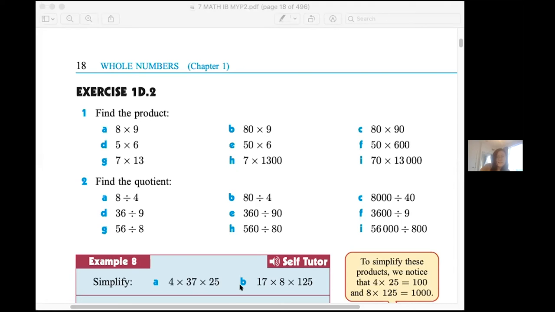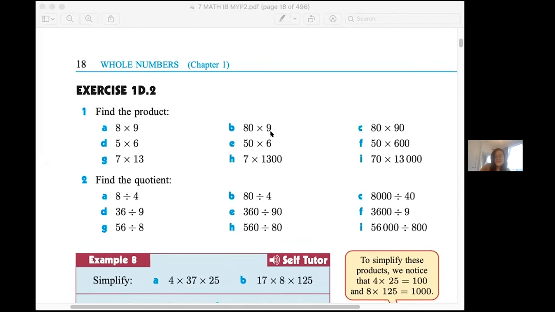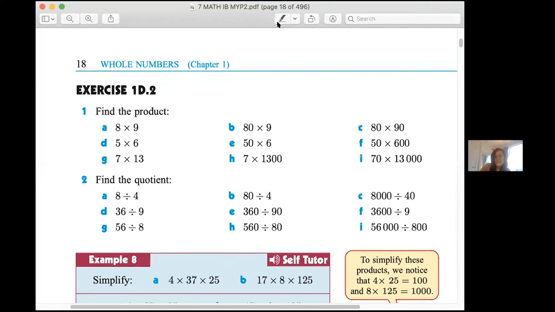Oh, example 8B. 7 times 8 times 125. Okay. 4 times 37 times 25. Oh no, 8B. Oh, sorry. Hold on. Wait, someone is chatting. I can't really see it. Again, I can't see it because someone is chatting in the thing and I can't close it. Okay, there we go. 17 times 8, which equals to 136, and then times 125.